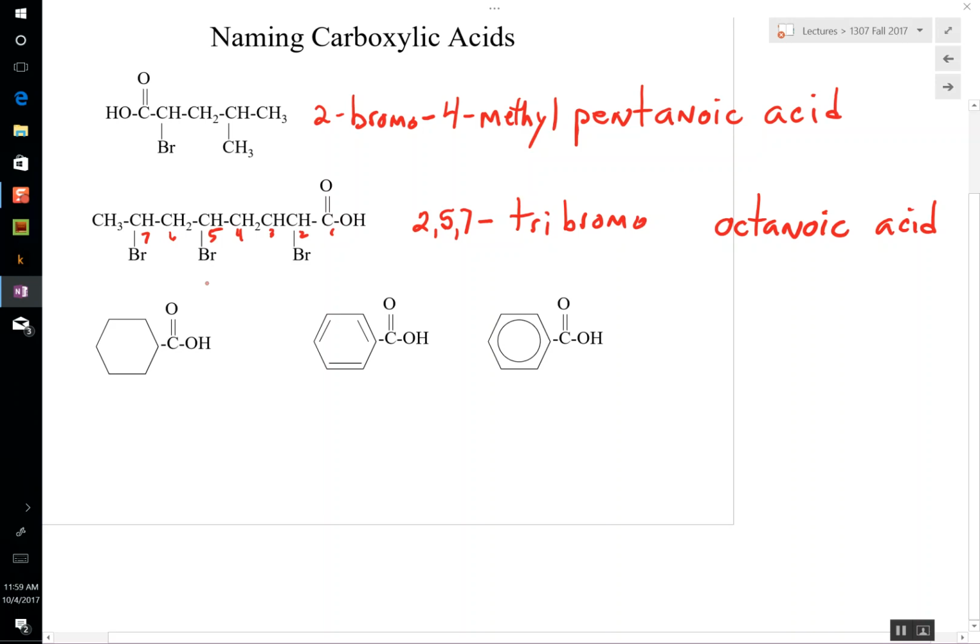All right, this one here, don't let this throw you. Whenever you see a situation like this, just cover it and say, well, what would I call that? Cyclohexane, right? So now just convert that into the oic acid. Cyclohexanoic acid. Okay, now here we've got a benzene ring. So benzene is going to become benzoic. Well, both of these are just two ways of drawing it. These are benzoic acid.